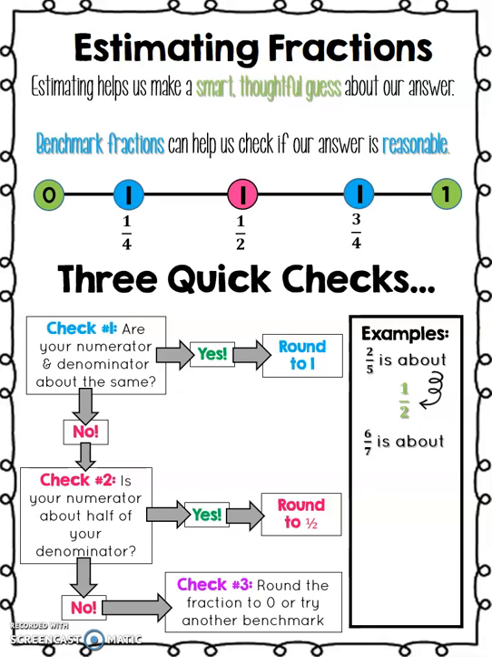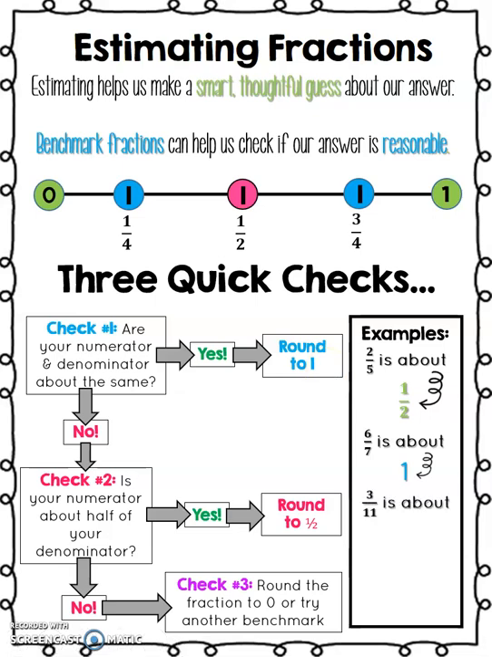Let's take a look at 6/7. With check number 1, I ask myself, is my numerator and denominator about the same? Well, 6 is only 1 away from 7, so I would say my answer to check number 1 is yes, which means 6/7 would get rounded to 1, or about 1 whole.